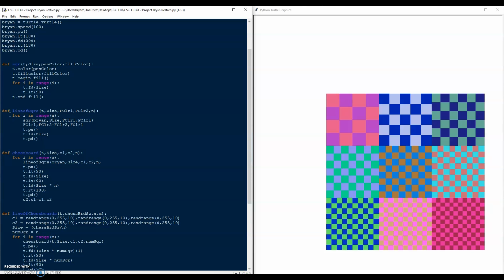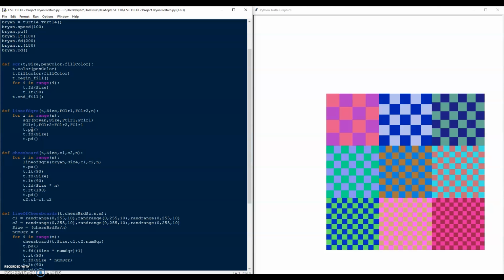And then function 2 is named line of squares with the arguments t for the turtle, size for the size of the squares, fill color 1, fill color 2, and n for the number of squares. And then the instructions for this function are created with a for loop for the number of squares, and then the instructions call the function named square, so that makes it a helper function, evaluate the arguments where Bryan is the turtle, and then there's the size, and fill color 1 and fill color 1 again, and then I have fill color 1 and fill color 2 alternating here.